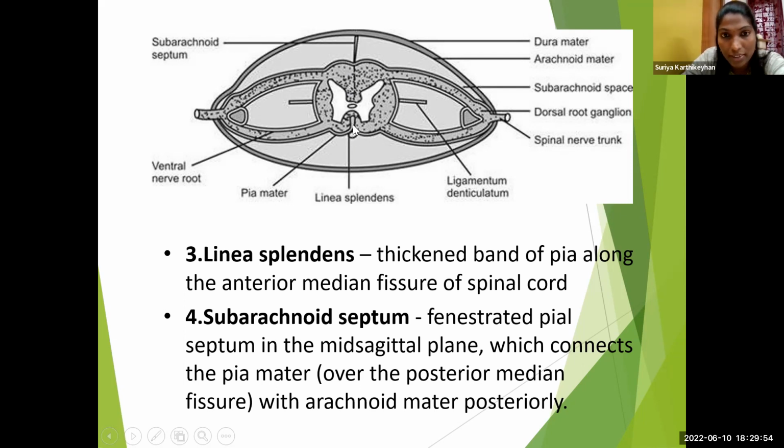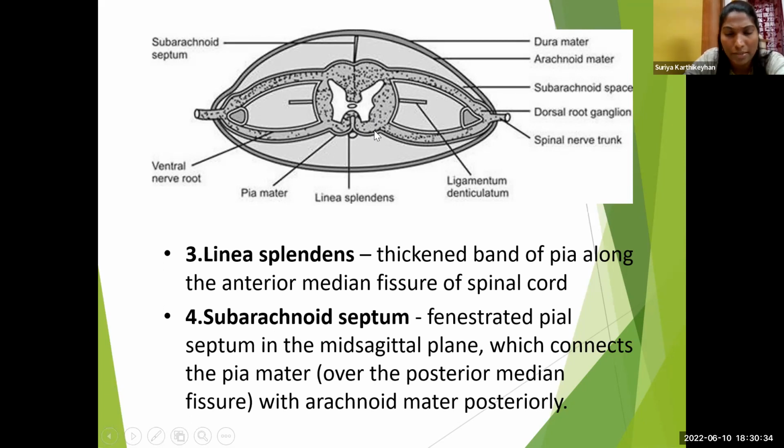The depression in the center, in the anterior part, is called the anterior median fissure. The depression extends inward into the white matter to form a fissure, the anterior median fissure. Posteriorly also, we have a depression, that is the posterior median fissure. On the lateral aspect, there is the posterolateral sulcus. Anteriorly also, there is an anteromedian fissure, and laterally, we have the anterolateral sulcus.